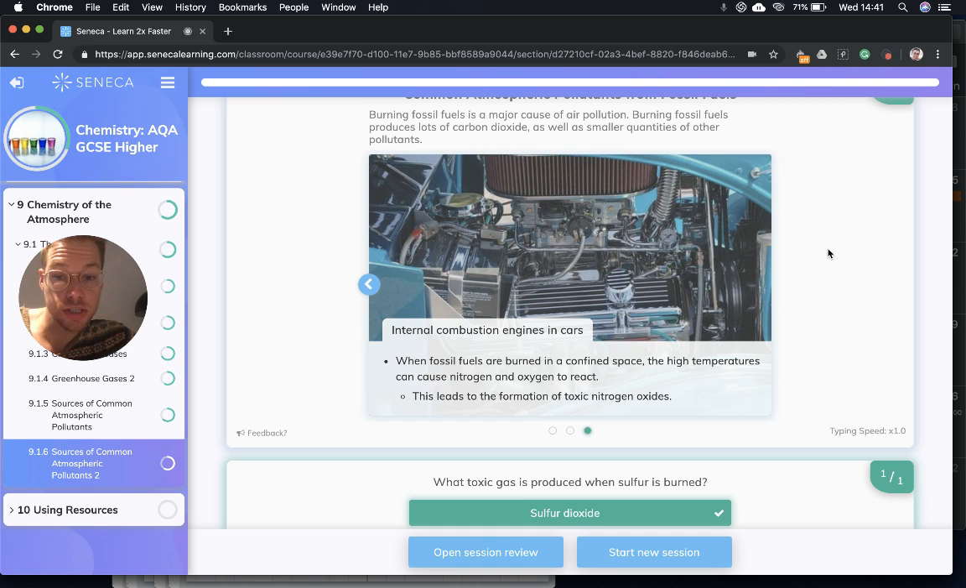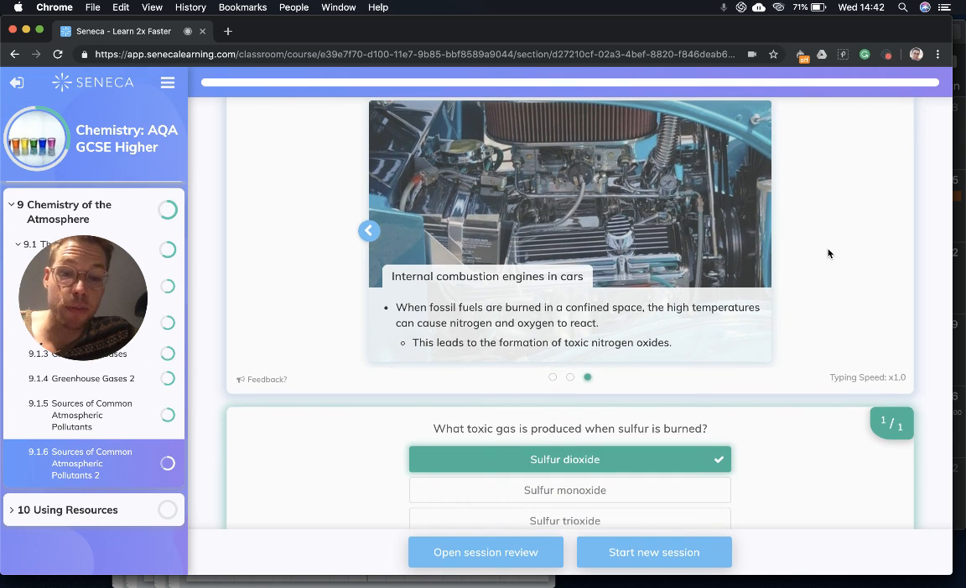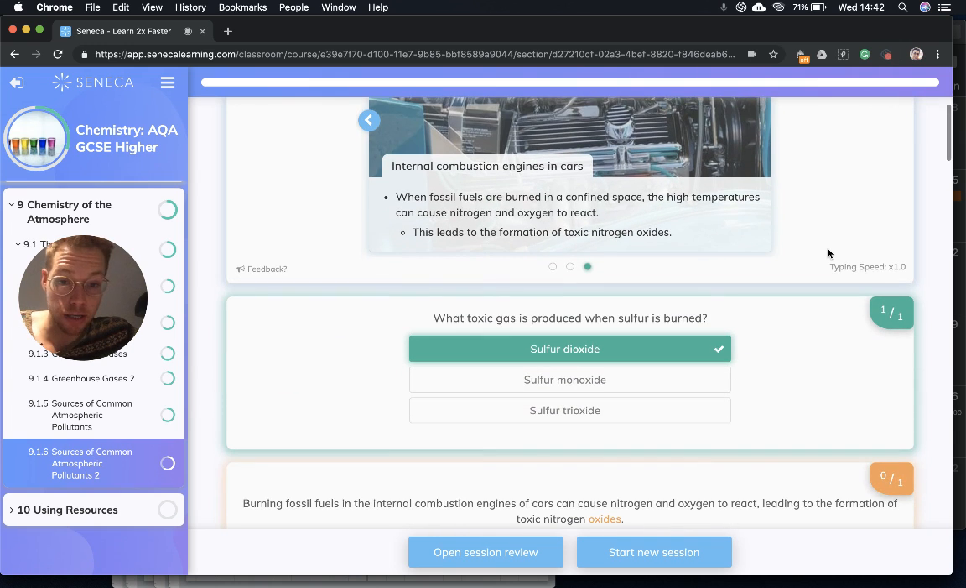Internal combustion engines in cars. When fossil fuels are burnt in a confined space, the high temperature can cause nitrogen and oxygen to react, and this leads to the formation of toxic nitrogen oxides.